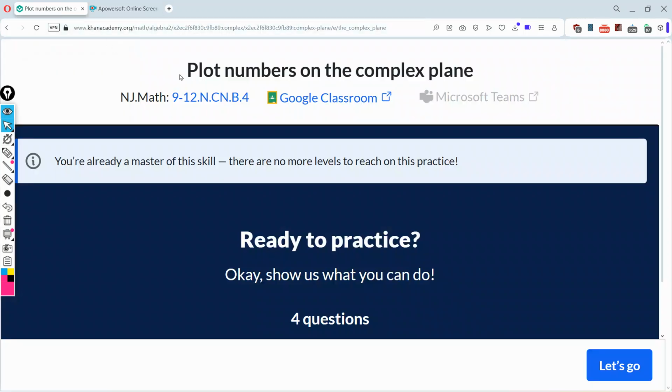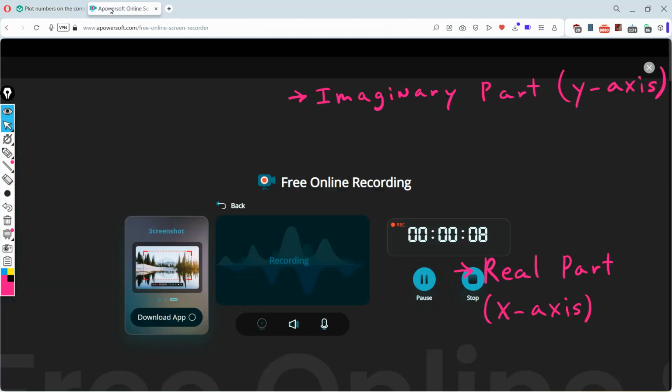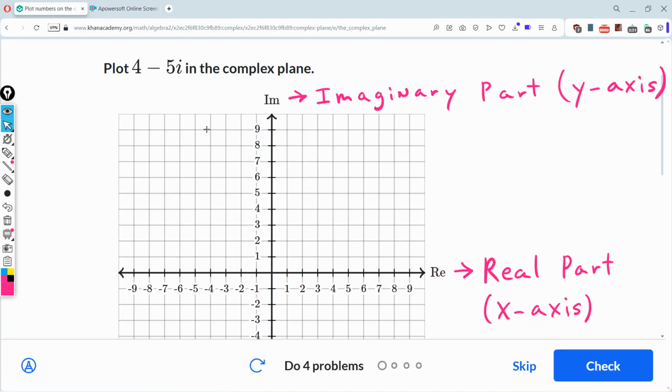This will be for the assignment. Plot numbers on the complex plane. All right, so this is standard for the complex graphs. The RE stands for real, and the real part will be on the x-axis. The IM stands for imaginary, and the imaginary part will be on the y-axis.